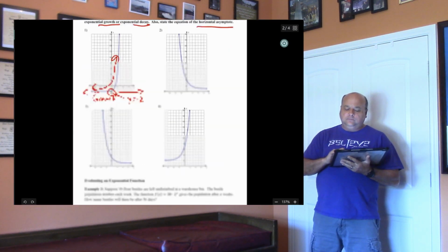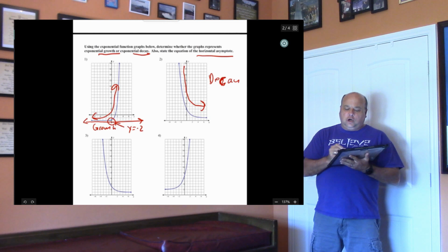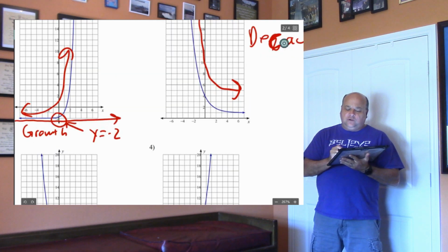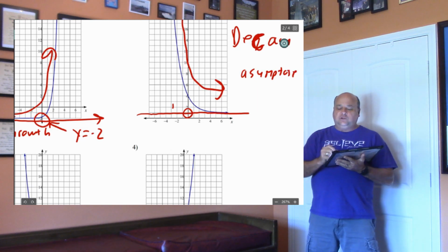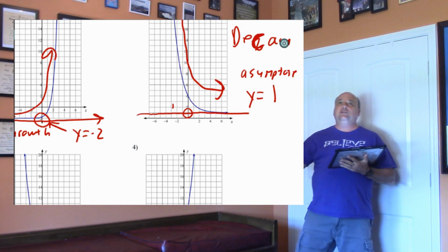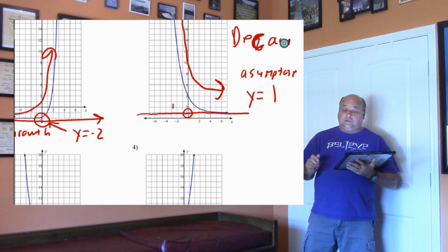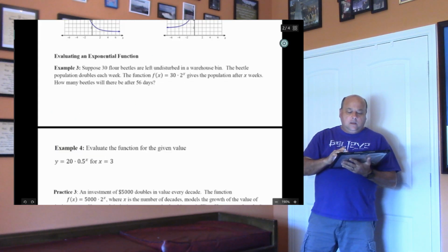On this one, the graph is going down. That is called decay. Now then, draw a line where the graph goes to. It goes to right here, doesn't it? It crosses right there at 1, doesn't it? So the asymptote is always horizontal, so it's going to be y equals 1. Most of the time, the asymptote will be the x-axis, or y equals 0, okay? See if you can do the next two on your own.